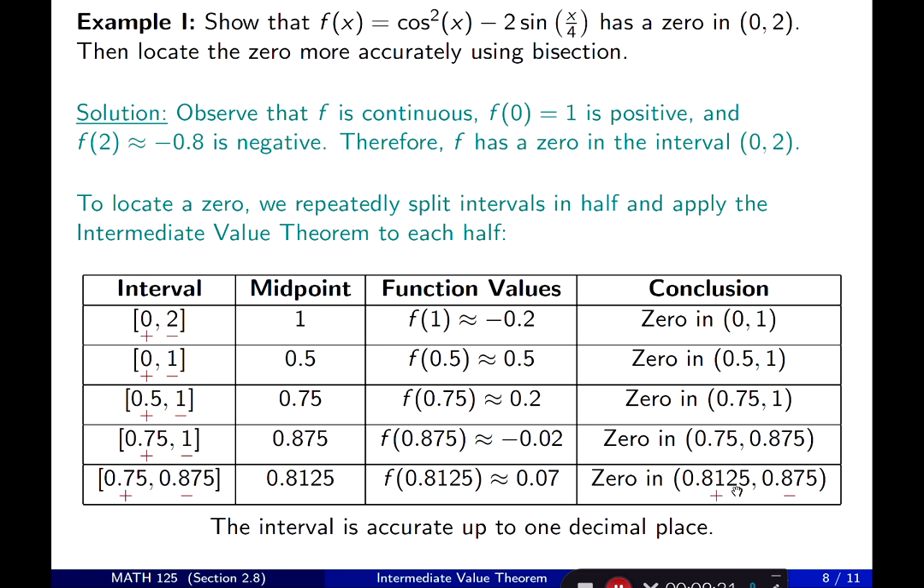And then we stop right here, because I see that basically I figured out one decimal place accuracy for the 0. See, the interval starts with 0.8125, and then the other endpoint is 0.875. So the 0 has to be at 0.8 something, because both sides of the interval have the 0.8. And so we have 1 decimal accuracy in here.